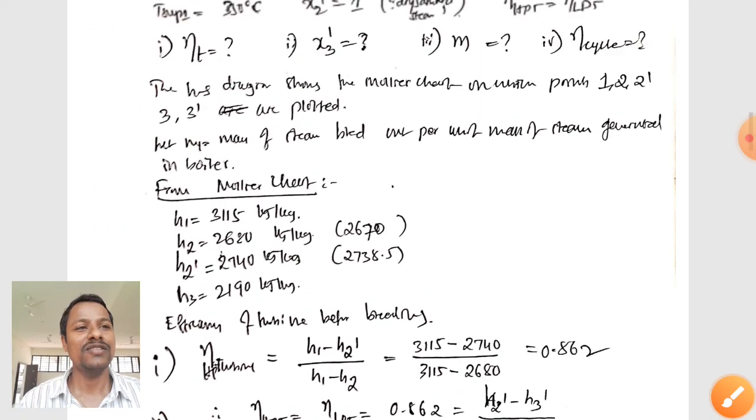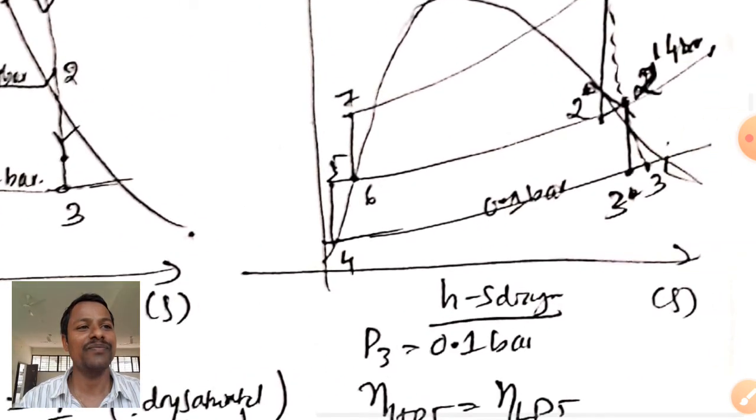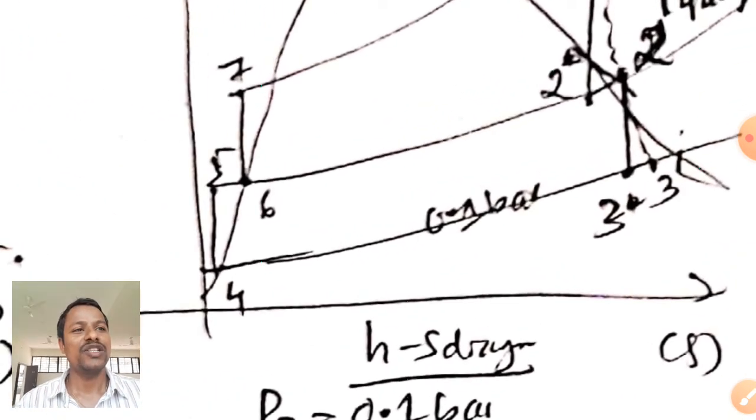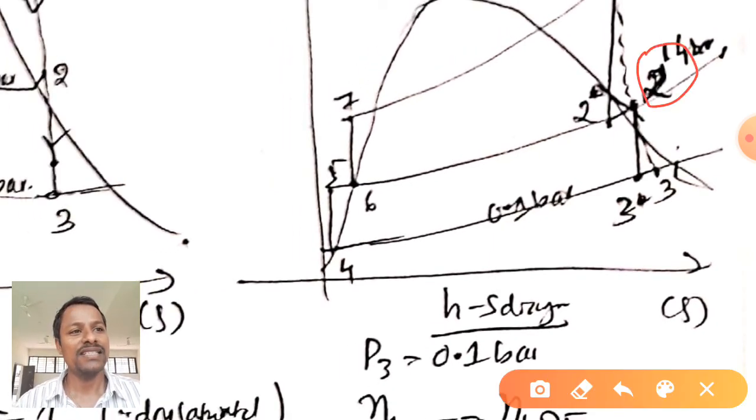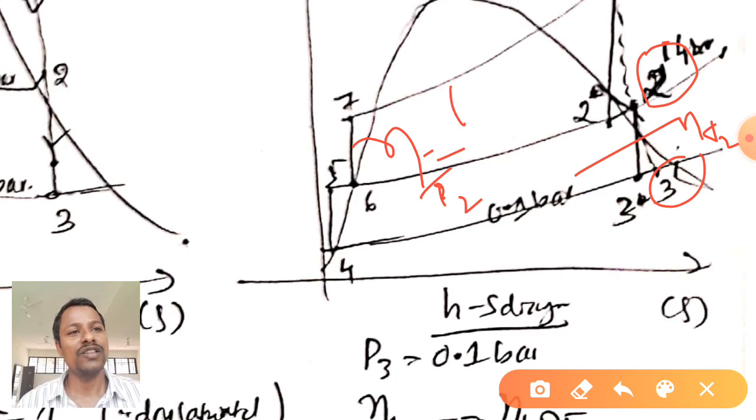How to write the formula? The formula is from the HS diagram. It is nothing but H2 dash minus S3 dash, that is the smaller enthalpy drop, and H2 dash minus H3 is the bigger. The ratio of these two, smaller by bigger, is the turbine efficiency formula here, that is eta T2. So eta T2 can be written as, smaller is H2 dash minus S3 dash, divided by H2 dash minus H3.